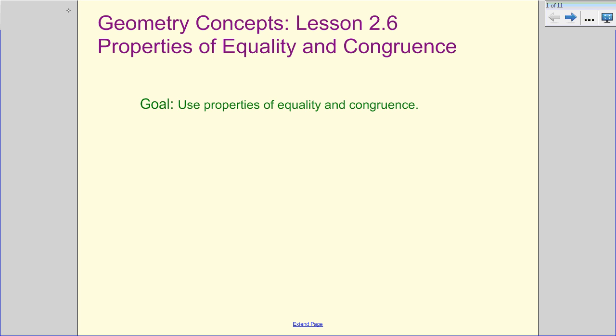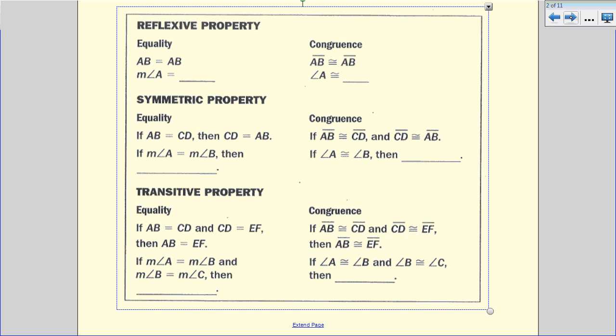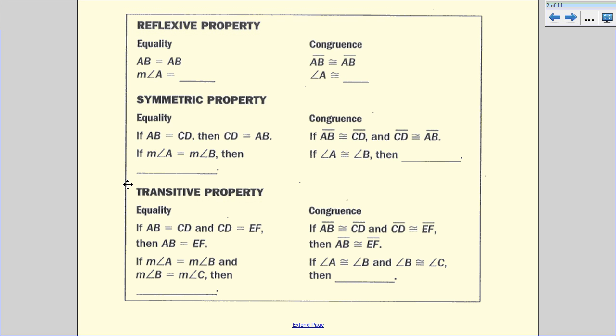And so now we're going to introduce you to some of the more formal definitions of the properties. So let's take a look. We've got three properties that we use quite a bit in geometry, and we're going to use these as we start doing some proving. We talked about theorems being statements that are proven by other true statements, and so these are the true statements that we use.